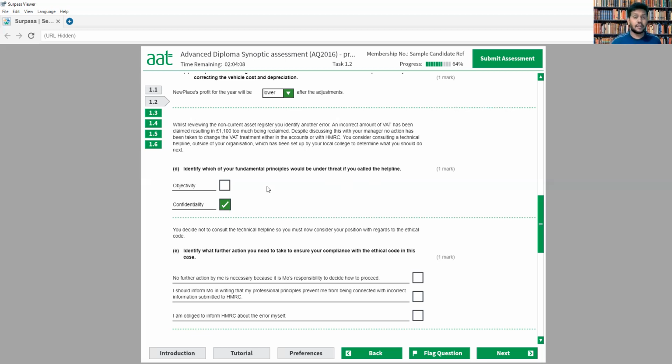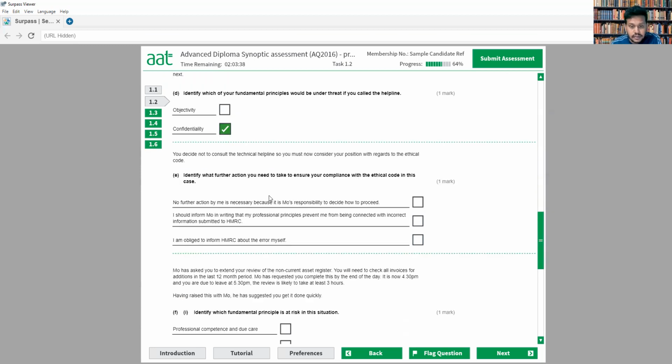We have 5 fundamental principles, that is PIPCO, isn't it? So we have professional behaviour, we have integrity, we have confidentiality, we have professional competence and due care, and we have objectivity. So these are the 5 fundamental principles we have to know. I have some ethics lessons as well, so if you watch those ethics videos, you'll understand everything about the ethics.